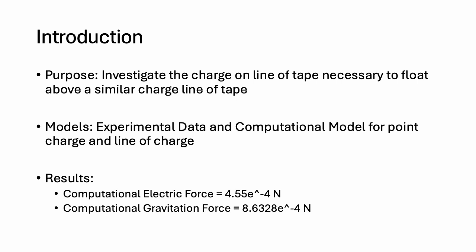So the purpose of this lab was to investigate the charge on a line of tape necessary for it to float above a similarly charged line of tape. For this, we used an experimental data model, just testing with tape to see what we can measure for the distance, and we also ran some computational models, modeling a point charge as well as a line of charge. At the very end, the computational model gave us an electric force of 4.55 e to the negative 4 newtons, and the gravitational force supposed to be in balance with that was 8.6328 e to the negative 4 newtons.